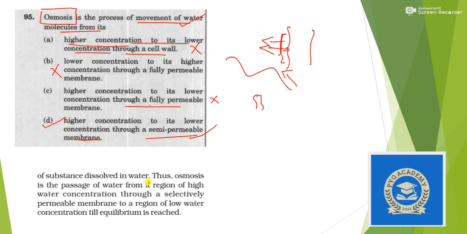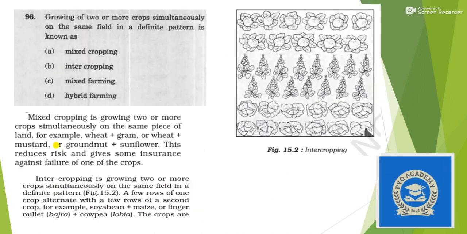You can also see this here. Osmosis is the passage of water from a region of higher water concentration through a selectively permeable membrane to a region of low concentration. That means from high to low till equilibrium is reached. Okay. So answer is option D. Let's move to the next question.